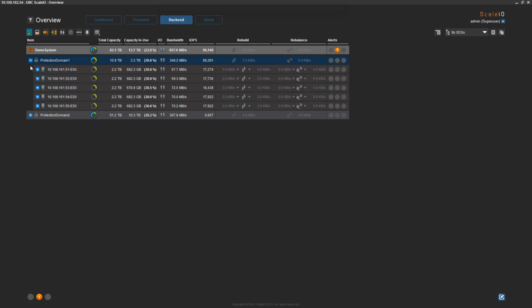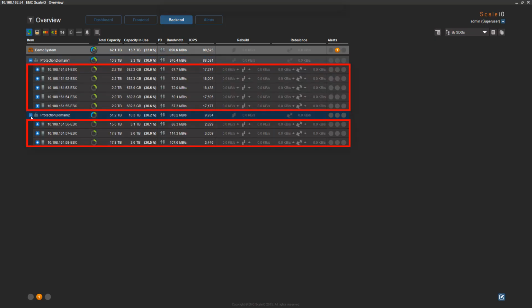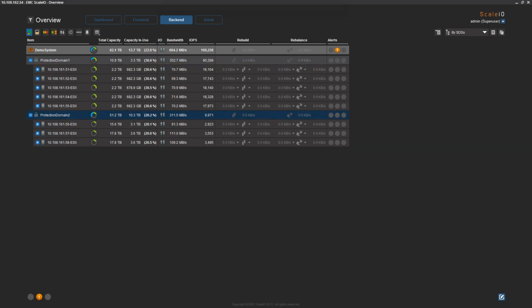Each protection domain is made up of standard x86-64 servers running ESX. Data is balanced and mirrored between each of these servers. ScaleIO's mirroring algorithm will not place redundant copies of data on the same node. Data is mirrored within a protection domain. Data is not mirrored between separate protection domains. Let's take a look at the storage media that resides on each of these nodes.